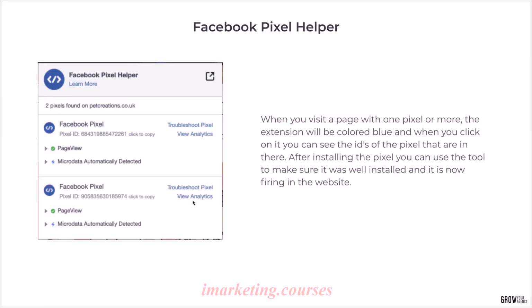When you visit a page with 1 pixel or more, the extension will be colored blue, and when you click on it, you can actually see the IDs of the pixel that are in there. Now, after installing the pixel, you can use the tool to make sure it was well installed and is now firing on the website. Once again, another important point, the Facebook Pixel Helper does not work with ad blockers or browsers that block cookies or trackers.